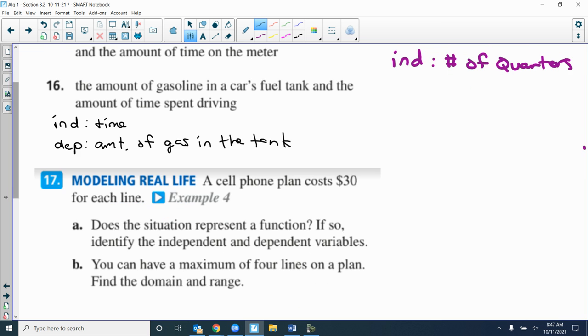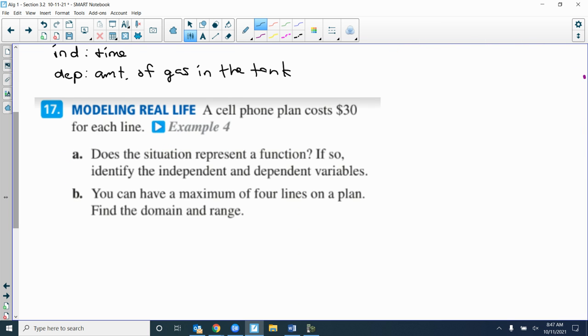All right, modeling real life situations. A cell phone plan costs $30 for each line. All right, does the situation represent a function? Typically, these are going to represent a function. Okay, I don't want you to overthink these and then just stop. So just put yes, and we'll explain why.